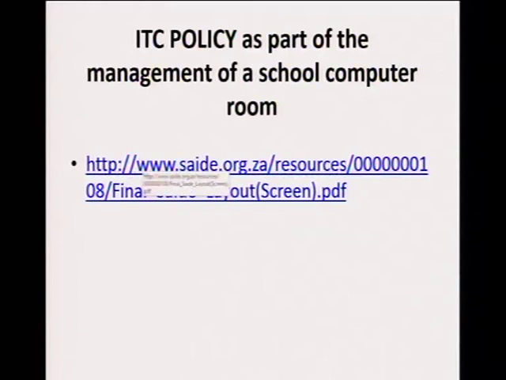And the next question deals with the ICT policy as part of the management of a school computer room. We know that a school computer room is a very important room because it hosts various sensitive materials that need to be protected. Computers themselves must be protected. So when you are tasked to draw up a policy as part of management, what are the issues that you are going to look at?